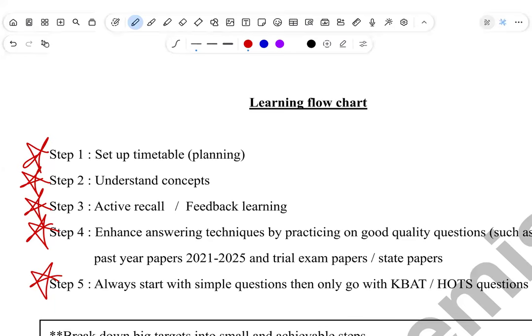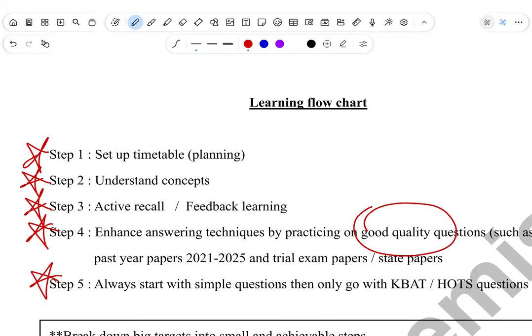And again, if you want to do questions, always do good quality questions. For those who have followed me for some time, you should know what I mean by good quality questions. Don't waste your time on reference book exercises. Don't waste your time on textbook exercises. I'm not saying they are bad. They are okay, but they are not really helpful for you to get exposed to proper format questions.